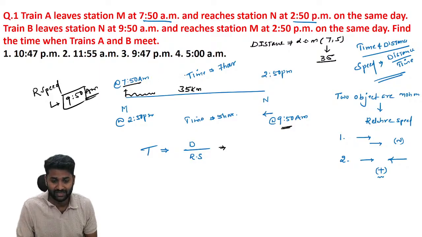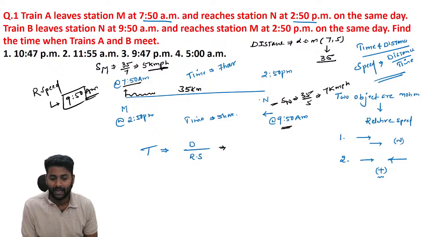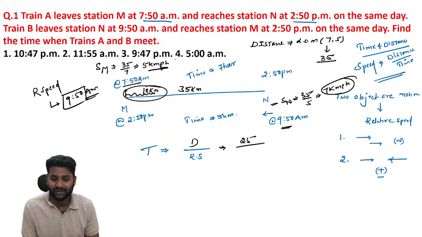Now the speed of M is distance by time, so 5 kilometers per hour. In the same way, the speed of N is equal to 35 divided by 5, which is 7 kilometers per hour. Before N starts, M already covered 10 kilometers. Now the distance between the two objects is 25, and if two objects travel in opposite directions, the relative speed is the addition. So 7 plus 5 is 12 kilometers per hour.